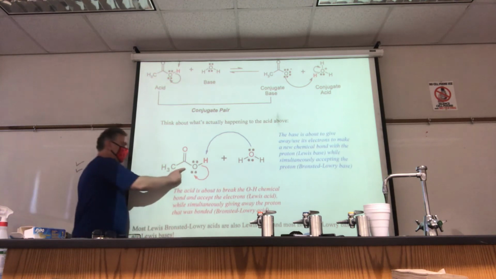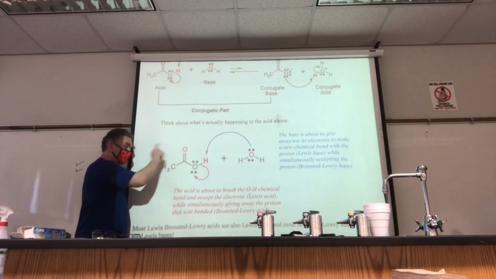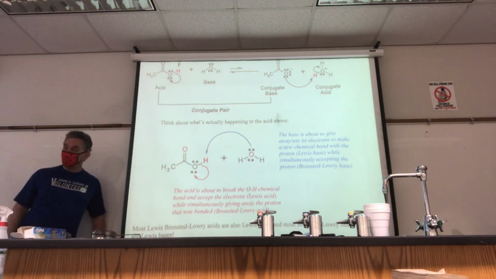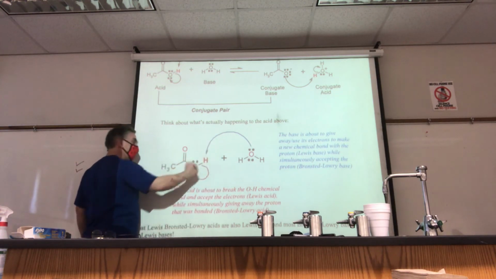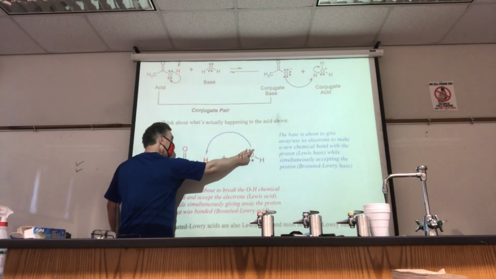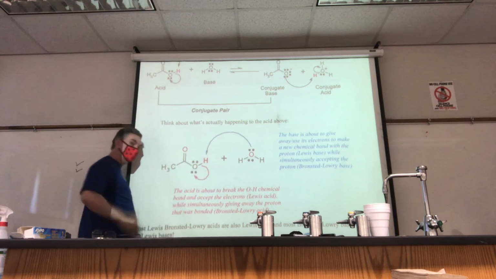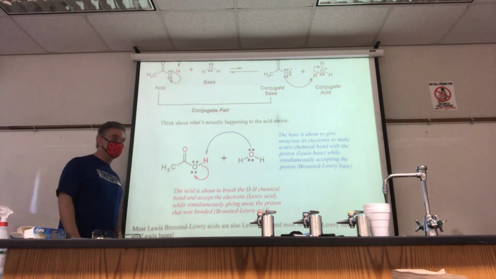So the giving away of the proton makes it an acid, but the acceptance of the electrons also makes it an acid from the Lewis field. Picking up a proton makes it a base from the Bronsted-Lowry theory. The giving away control of its electrons, because they're now going to be shared electrons in that oxygen to hydrogen bond, also makes it a Lewis base.